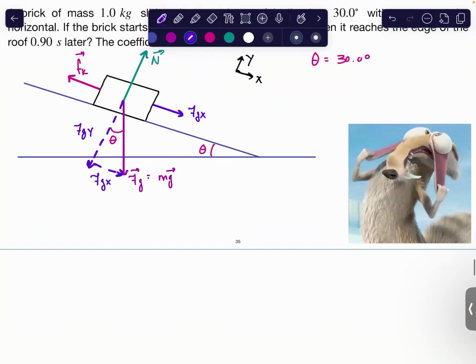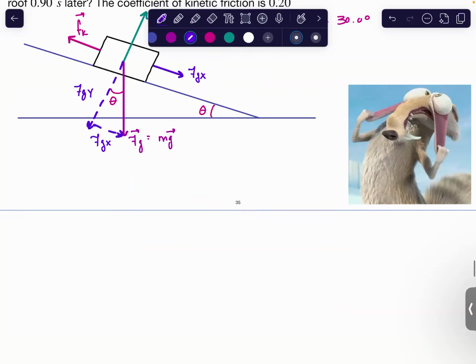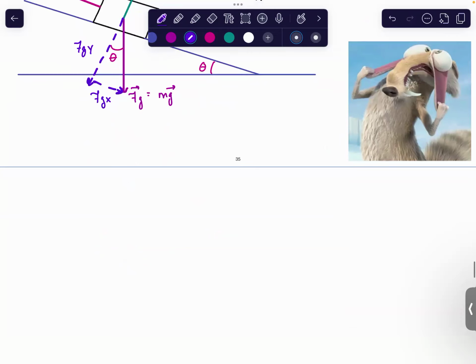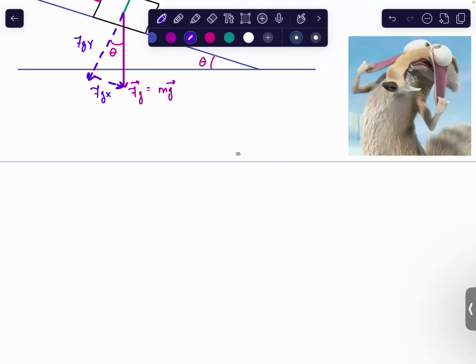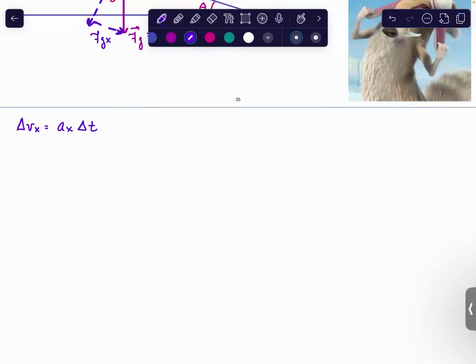Okay, so we want to know what the final velocity is. So let's start out by just looking at what we have. If we look at acceleration, we know we can change acceleration into change in velocity over time. Okay, let's go ahead and break this down so we have the final, the initial, t.